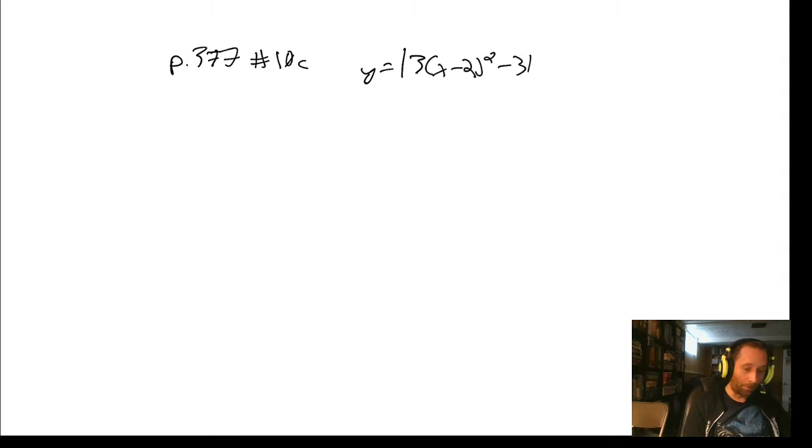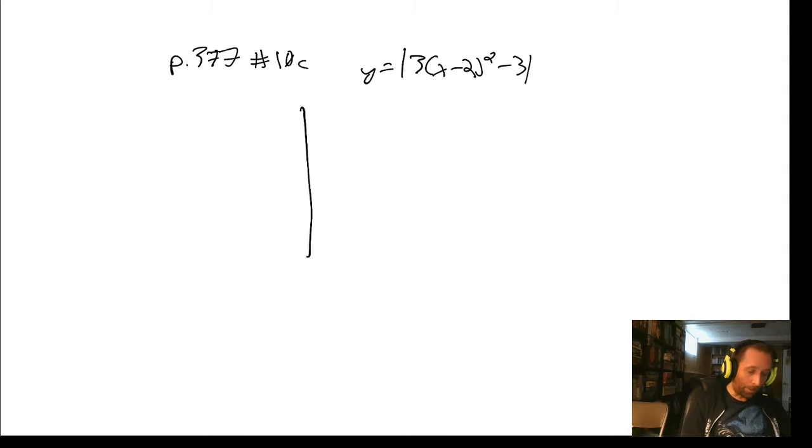All right, so we are now on page, wow, that was a P, yeah. Page 377. 10C. So what piecewise function would you use to represent the graph of the absolute value function? So this was y equals the absolute value of 3 times (x - 2) squared, subtract 3.